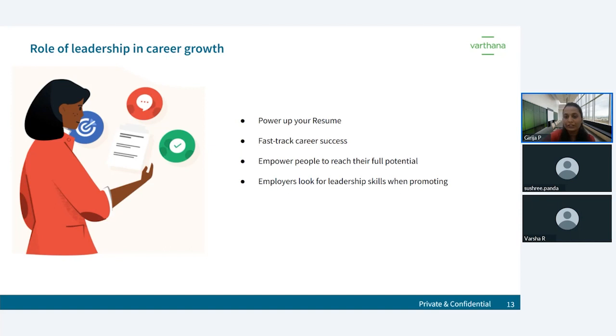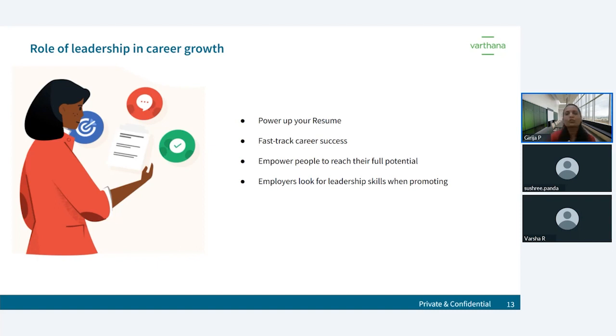And now, if you have already taken any leadership role and have any leadership experience, whenever the employer is looking at your resume and thinking to promote you, it will definitely add value, because they know you already have this leadership experience. So now we have seen how student leadership can help you to grow in your career.